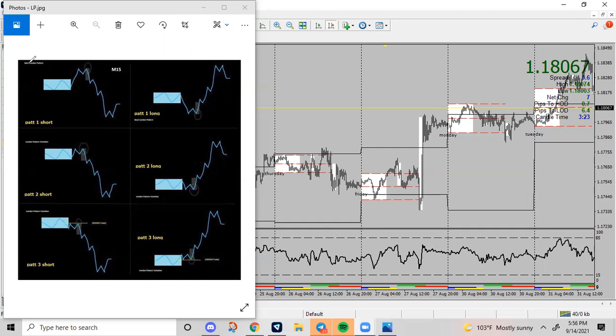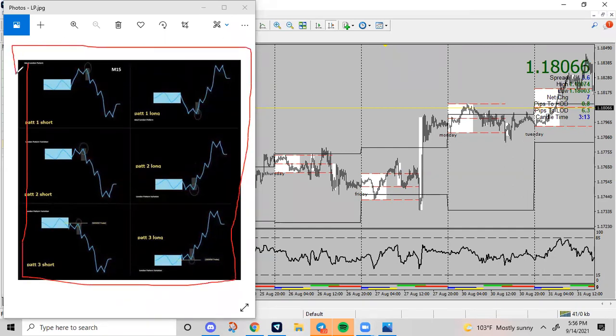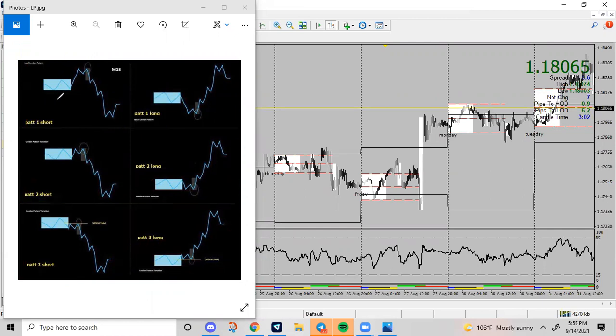London patterns, what you see over here on the left side of the screen is something that we call London patterns. You'll hear these references often: pattern 1 short, pattern 2 short, pattern 3 short, 3 long, 2 long, pattern 1 long. Short means that we're looking to sell and long means we're looking to buy. So the three patterns on the left side are short or sell patterns, and the three you see on the right side are buy patterns.